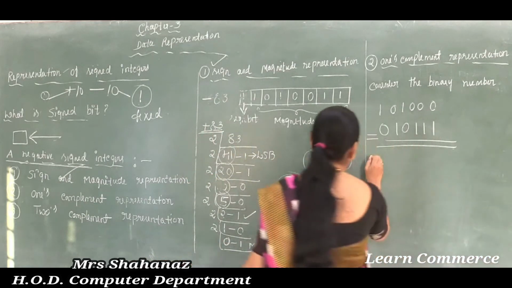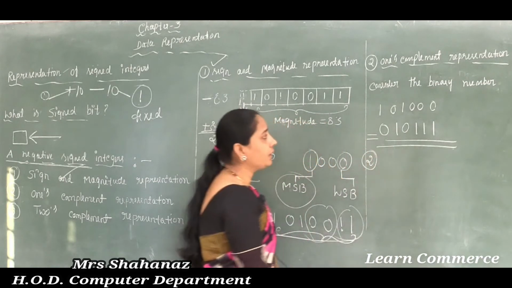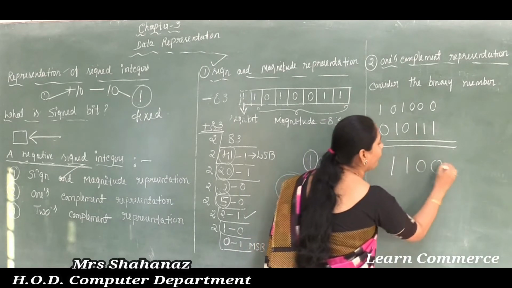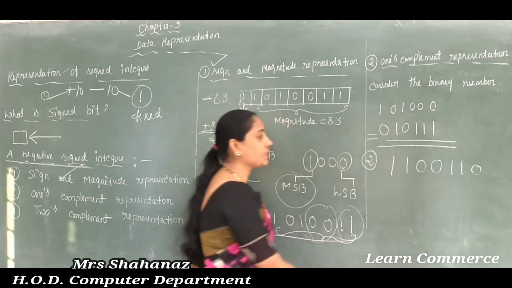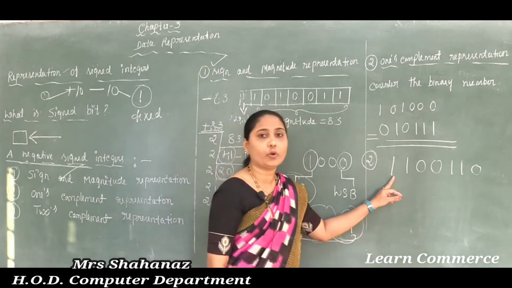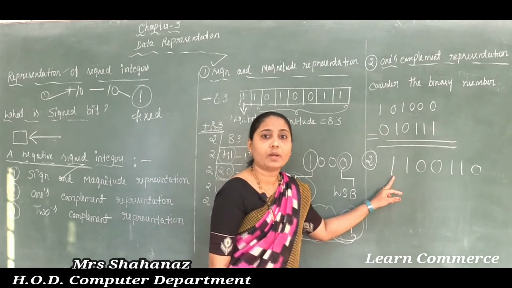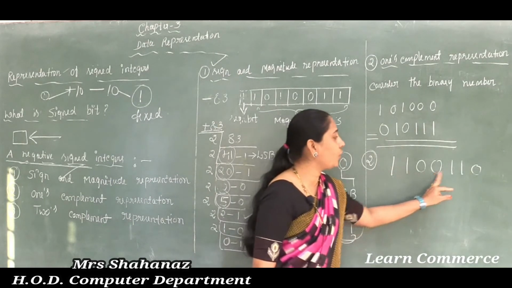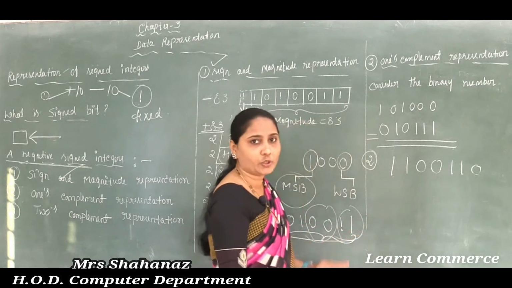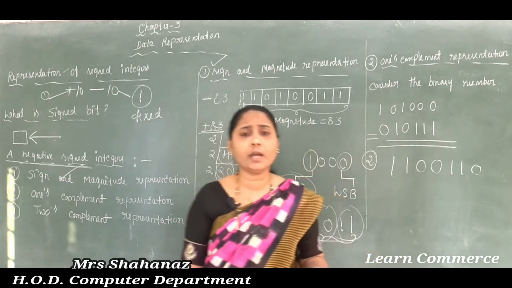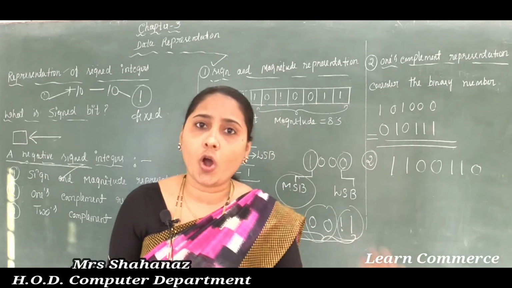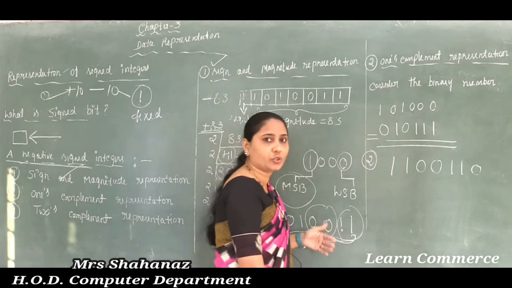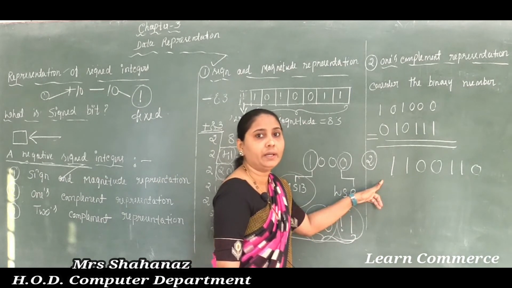Now let's see one more example. The second example: consider the binary number 1 1 0 0 1 1 0. So this is the number I want to convert to the ones complement representation. In our question the number is 1 1 0 0 1 1 0. So how am I going to convert? As we know, just by changing all ones to zeros and all zeros to ones, it is possible to get the answer of the ones complement representation.